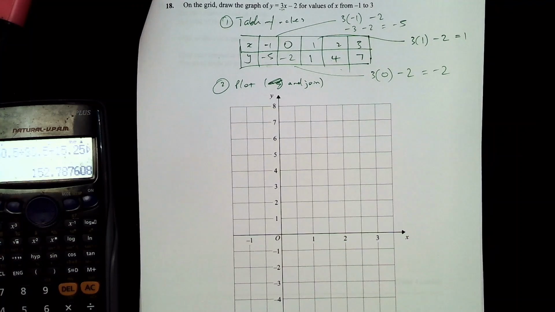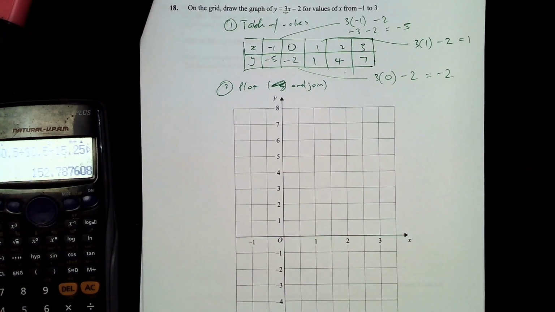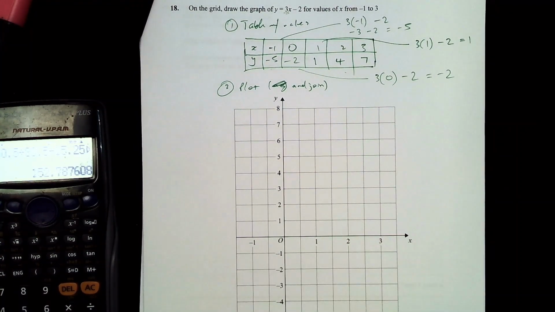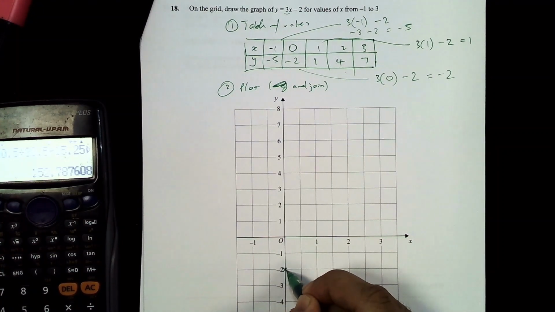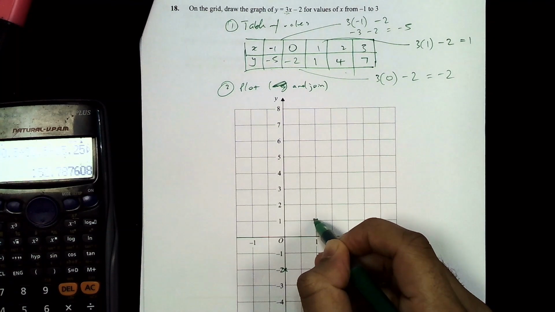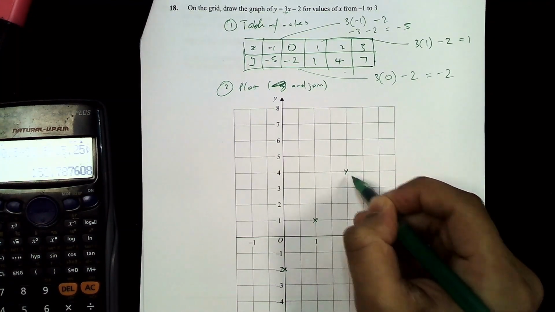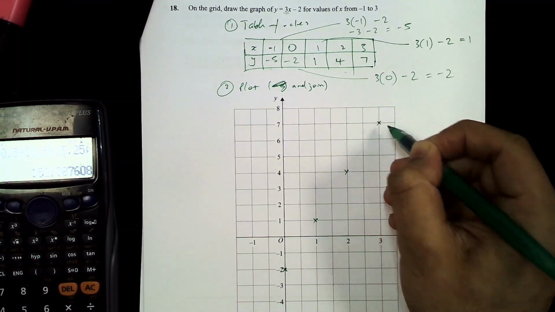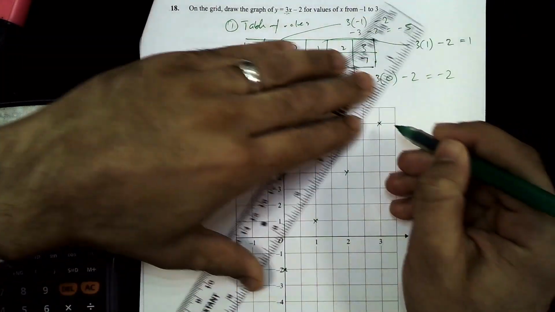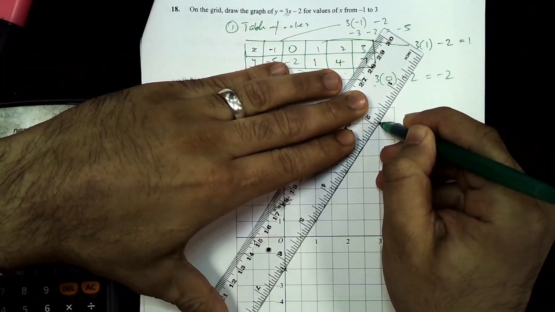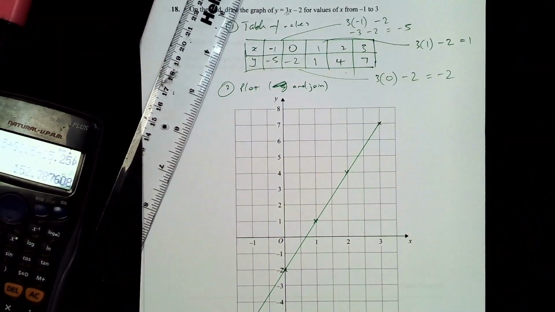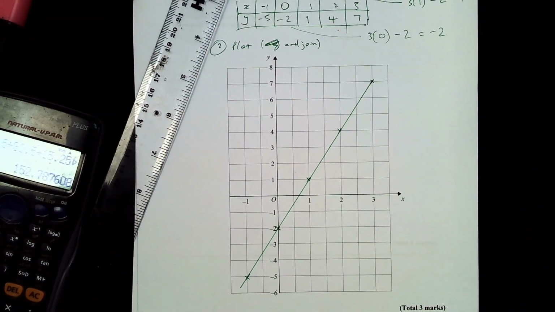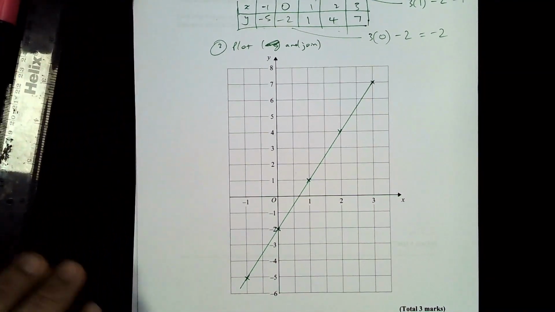Step 2, plot the points and join them together. So, minus 1 and minus 5 there, 0 and minus 2 here, 1 and 1 here, 2 and 4 here, 3 and 7 there. Final step then, join these together and there's your answer. So I've now drawn the line connecting those 5 points.